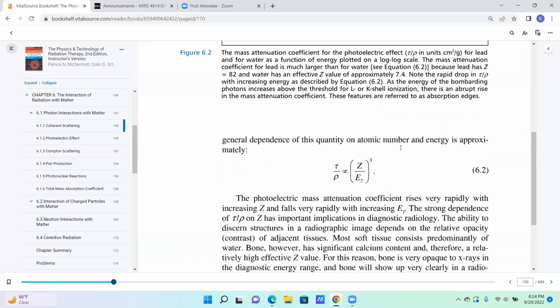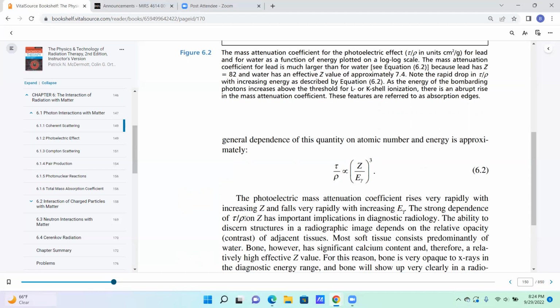The general dependence of this quantity on atomic number and energy is approximately this. So in other words, the mass attenuation coefficient is going to be Z divided by E gamma, all of that raised to the third power. So it's going to be directly proportional to Z cubed, inversely proportional to the energy cubed. So it rises very rapidly with increasing Z and falls very rapidly with increasing E sub gamma.